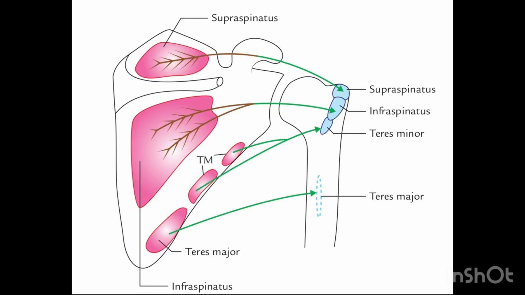And where is it inserting? It inserts in the medial lip of the bicipital groove. So don't forget, in the bicipital groove, you have a lateral lip, you have a medial lip, and you have the middle part, which is the groove itself. Are you getting me now? So we call it the bicipital groove.